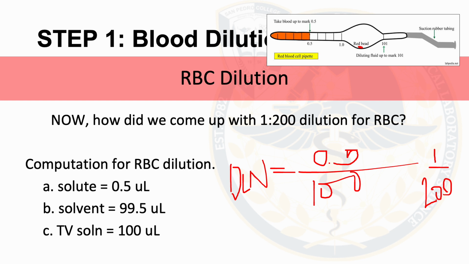All you have to do is put this into a whole number. This is not a whole number because it has a decimal point. So you have to divide the numerator and the denominator by 0.5. There are no decimals anymore. Earlier there were decimals, and it would make your life complicated. As you can see, you just simplify this into a whole number. 0.5 divided by 0.5 is 1. 100 divided by 0.5 is 200. So this is the reason why we came up with a dilution of your RBC of 1 is to 200.